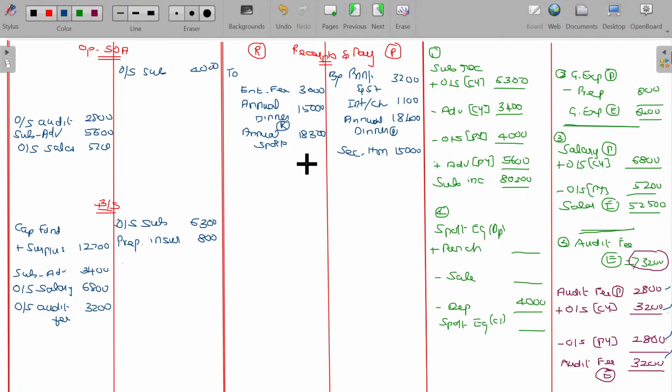And in your payment side, audit fee paid, this value being 2,800. Previous year outstanding of this one is paid here. Current year outstanding remains unpaid, and expenses here. Is that clear? So the audit fee case is one of the beautiful concepts, you have to be careful with that.